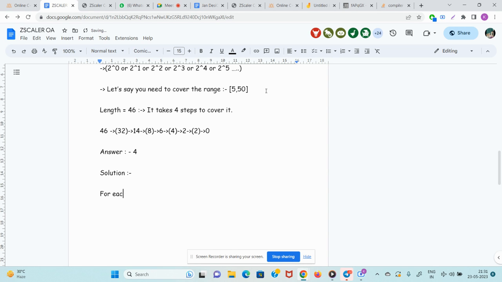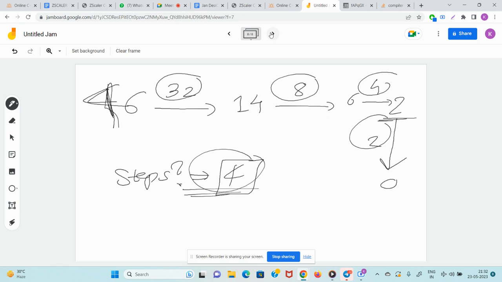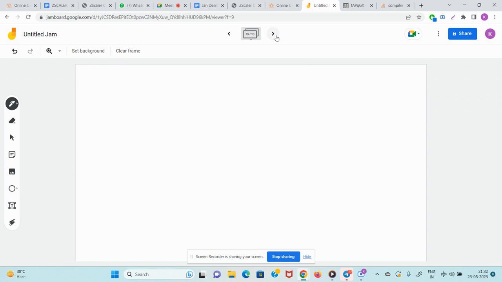For each uncovered range, find the minimum number of steps and add that to your answer. Guys, it is very, very simple. I hope everyone understood the solution. Say now everyone be with me, okay?